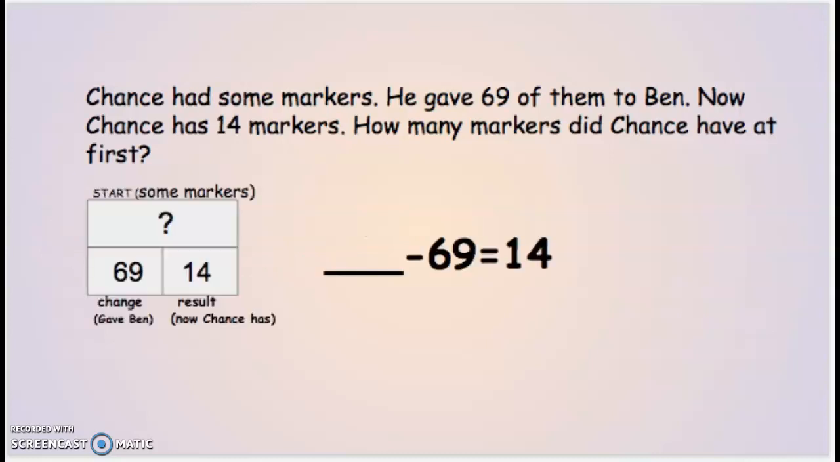So let's look at how the equation should be. We do not know how much Chance started with. So that's why we have a question mark. We don't know how much he started with. It's some. He gave 69 away. That's the change. And now he's left with 14. That's the result. So if we look over here, our start is unknown, our change is 69, our result is 14. So I need to figure out how many he started with, which is going to be a bigger number than 69 and 14.